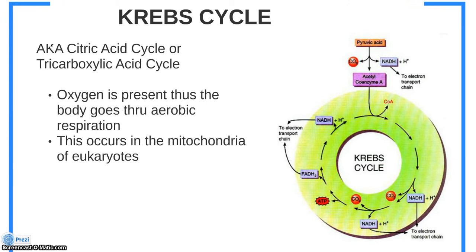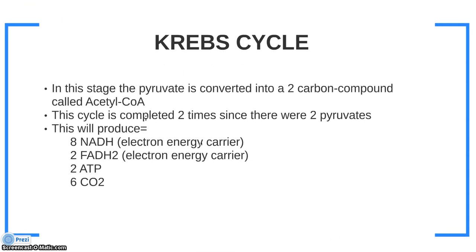The Krebs cycle is when oxygen is present and we are now in the mitochondria of eukaryotes. In this stage, the pyruvate is going to be converted into a 2-carbon compound, which we call acetyl-CoA, and then it goes on through a series of more steps, which you don't really have to know, but I just want you to know that it does go through the cycle 2 times, since there were 2 pyruvates, and our end result would be 8 NADHs, 2 FADH2s, 2 ATPs, and 6 carbon dioxides.